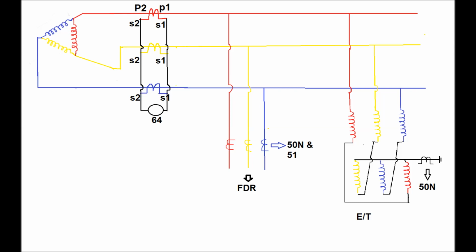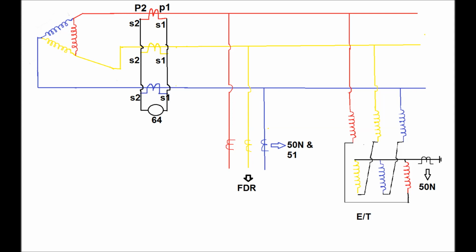One relay is connected to the neutral CT of the earthing transformer secondary side, that is 50N, the system backup earth fault relay. If any earth fault occurs in the main bus of the 33 kV, this relay will detect the fault current and send a trip signal to the power transformer to isolate the fault from the main bus.